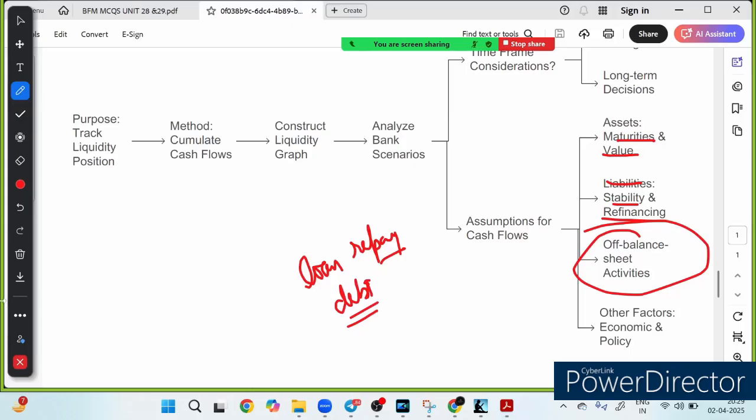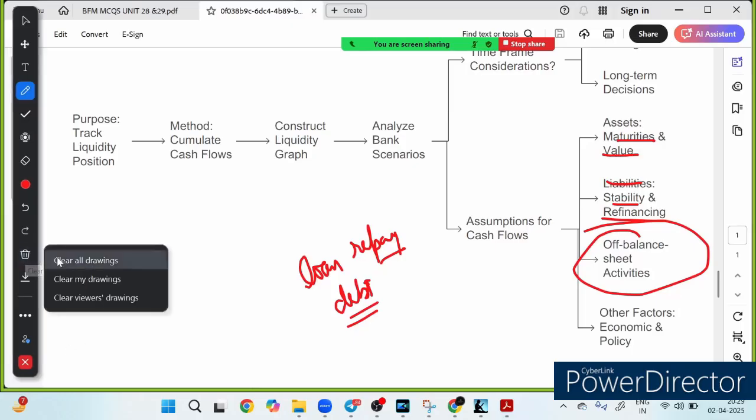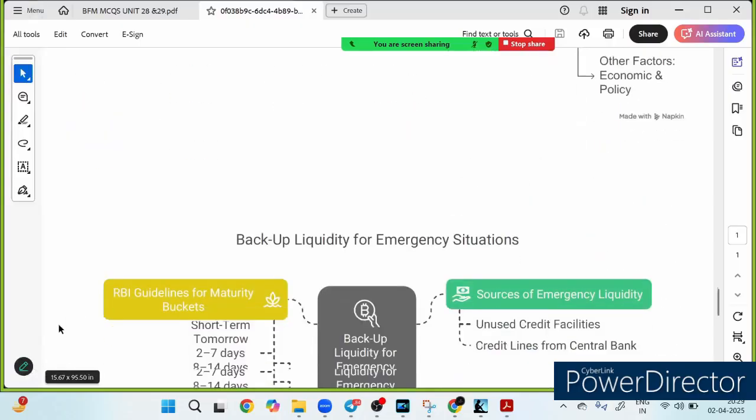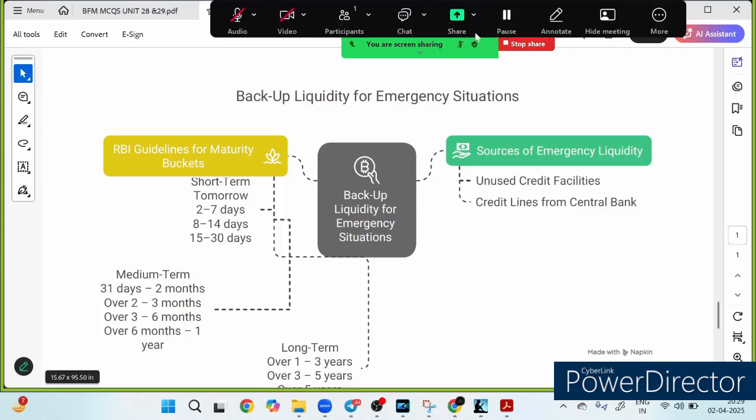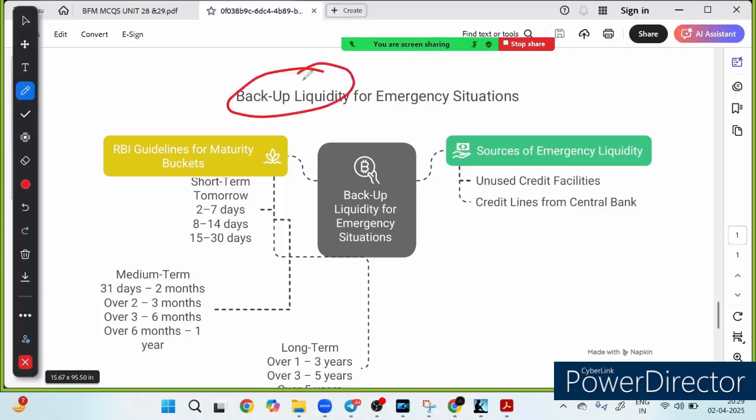Right, now friends, let's see the last slide. I think one more important topic here. Let's talk about backup liquidity for emergency situations. So friends, in any business, but especially in banking, preparedness for unexpected situations is very crucial. This is where backup liquidity comes into play. What is backup liquidity? Backup liquidity refers to funds that a bank keeps aside to handle emergencies. It is like a financial cushion that ensures a bank can continue to operate smoothly even when there is a sudden liquidity crunch.